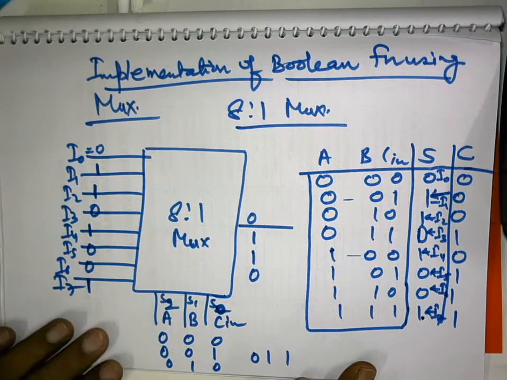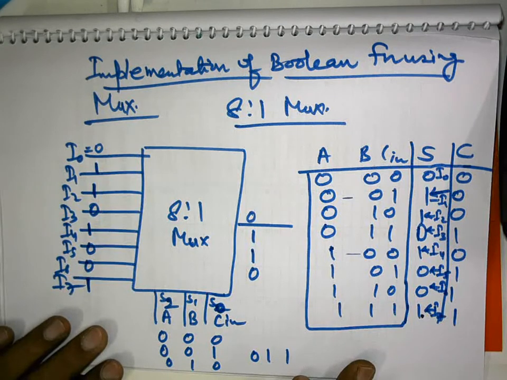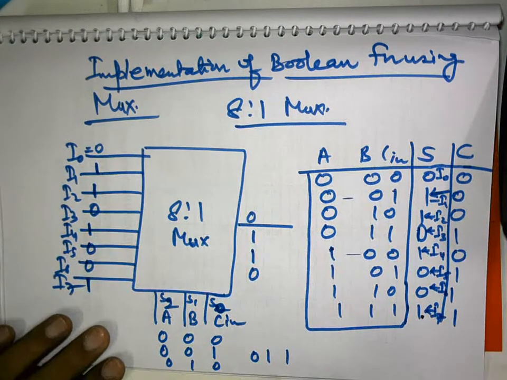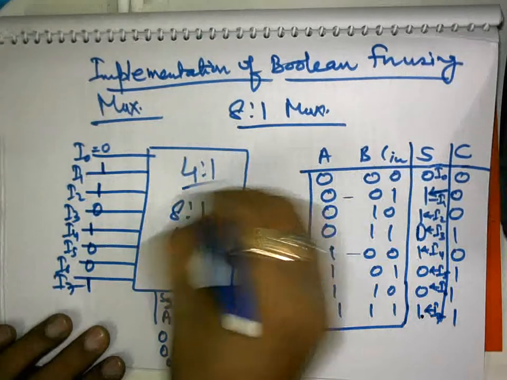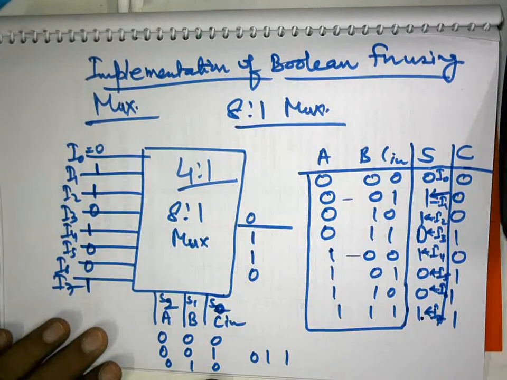But suppose somebody asks you to realize a full adder using a 4:1 mux, not by using an 8:1 mux. You are given only one 4:1 mux. You are not allowed to make a tree of 4:1 muxes. You are not allowed to make a 8:1 mux from 4:1 muxes. You have been given only a 4:1 mux, and you have to realize the full adder.